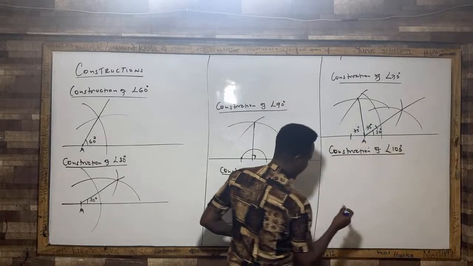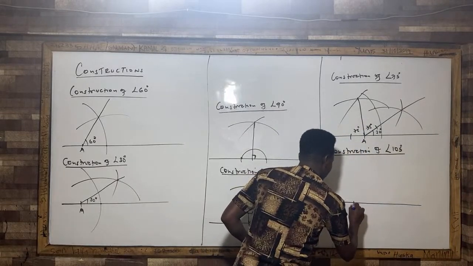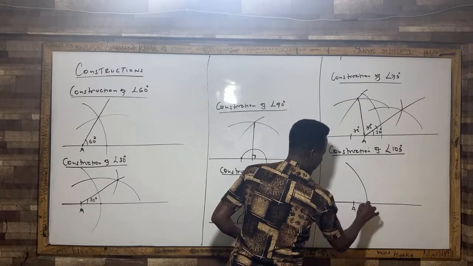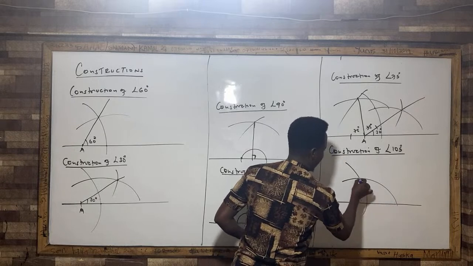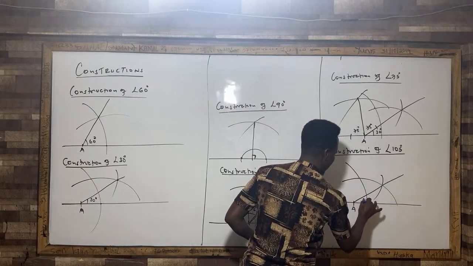We will come up with a straight line again. Look here. Mark this point A. Then come here. Come here. Then come here. So this is angle that.